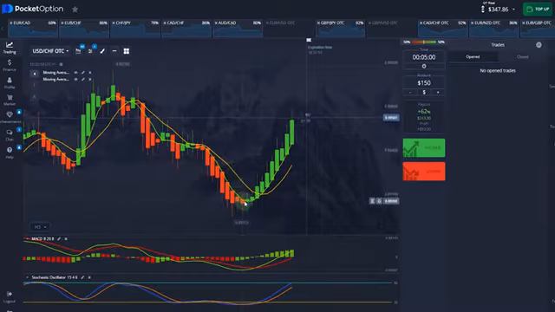So guys, I want you to try it on a demo account for like 2 days. When you're done with the demo account, then the result you see there would help you decide whether you're going to use it on a real account or not.